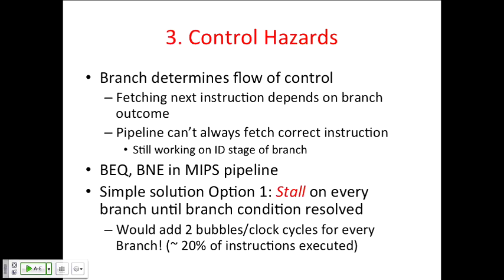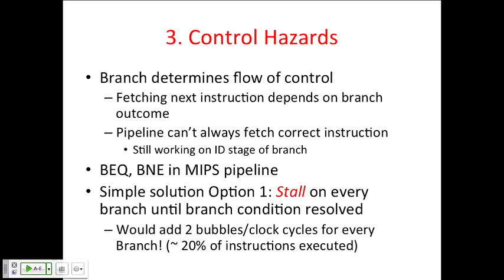The problem is, in our pipeline, that would add 2 cycles, 2 bubbles, to every single branch. And branches are like a fifth or a sixth of all instructions executed. So this would be kind of terrible for performance. If every branch took an extra couple of cycles, this would really hurt your performance.